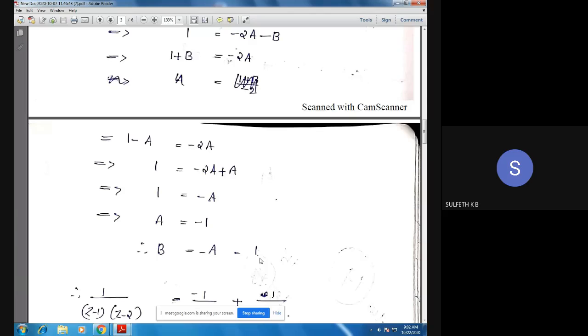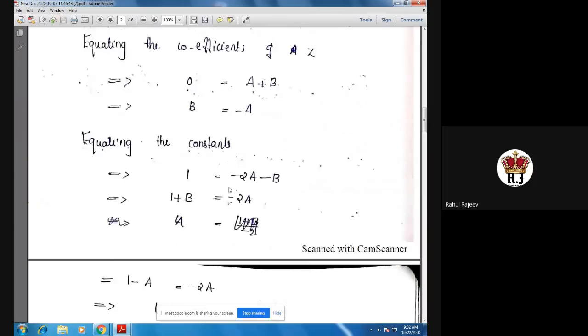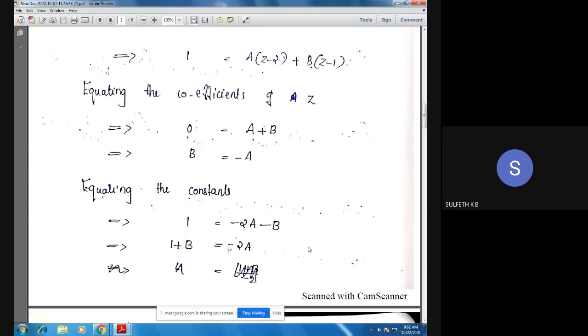Clear? Miss, 1 equal to minus 2A minus B. Okay. Do you have a doubt in this step?